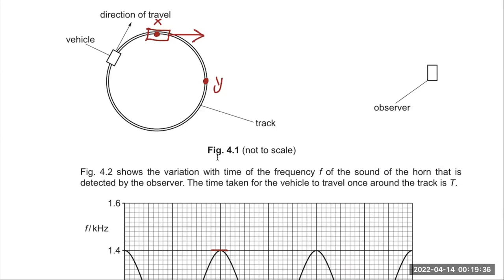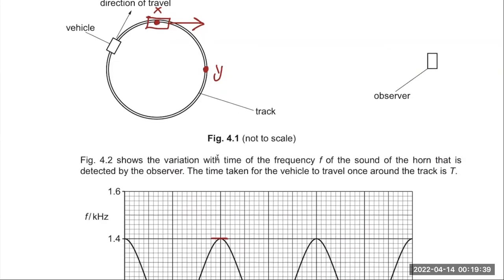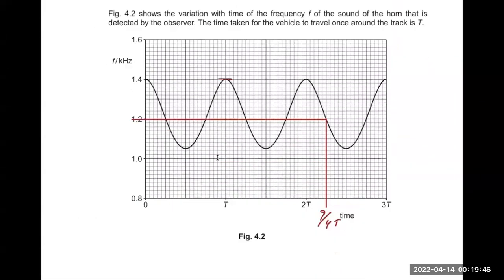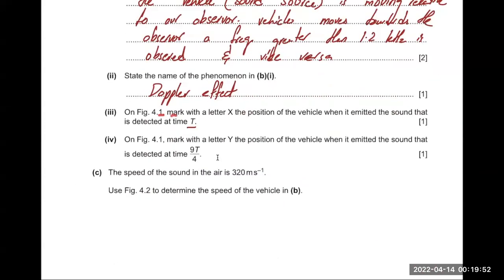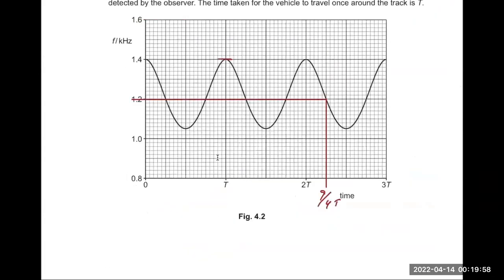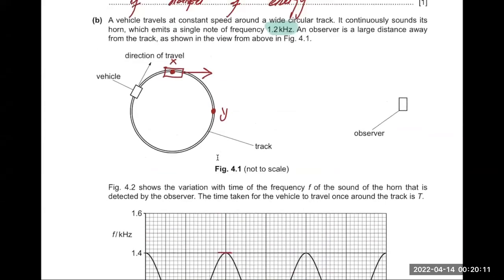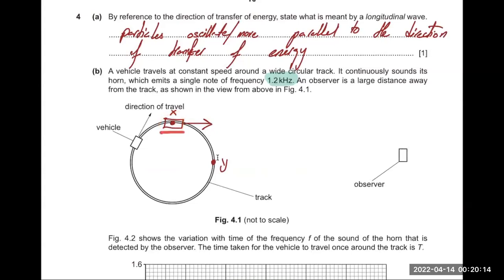That's question number four. Oh, we're still not done there. Can I explain it again? Yes, I can. So the question says, on figure 4.1, mark with the letter X the position of the vehicle when it emitted the sound that is detected at time capital T. At time capital T, a maximum frequency is heard. Maximum frequency is when the sound source is moving towards the observer. So that is at position X, at the maximum point. It's moving towards the observer at that instant, even though it's in circular motion, but at this particular instant, it's moving towards.